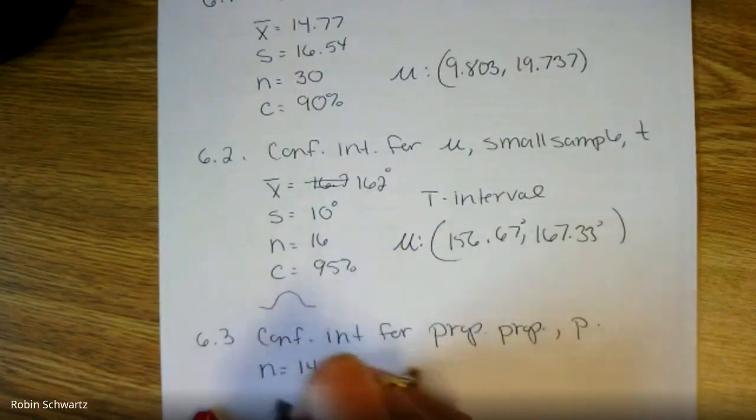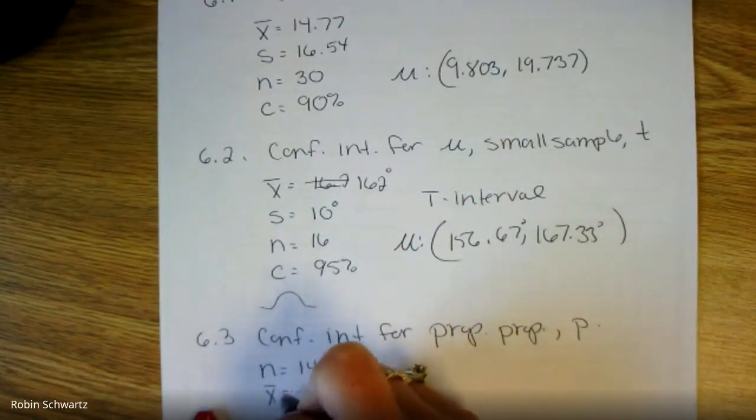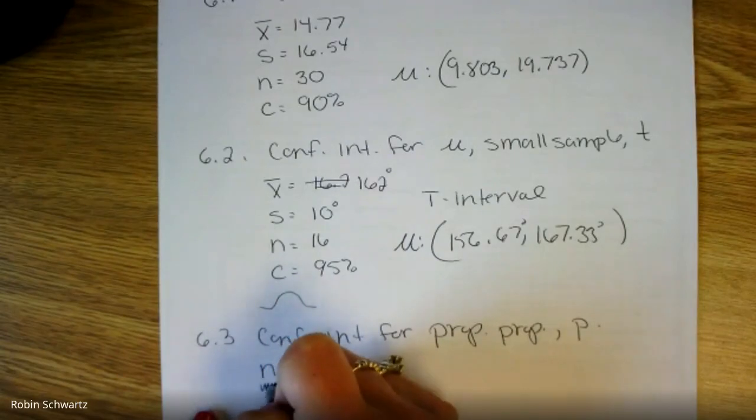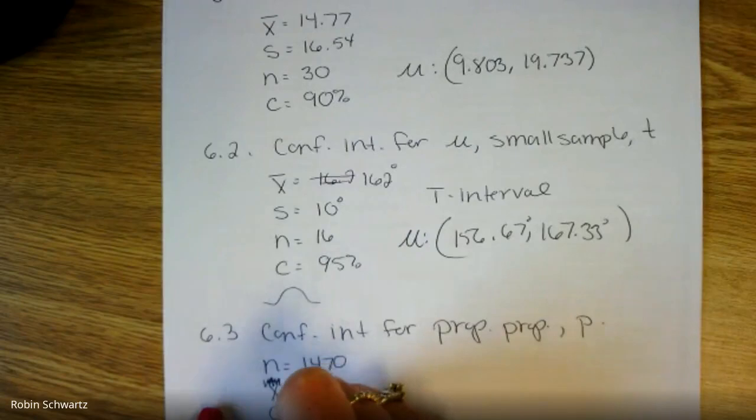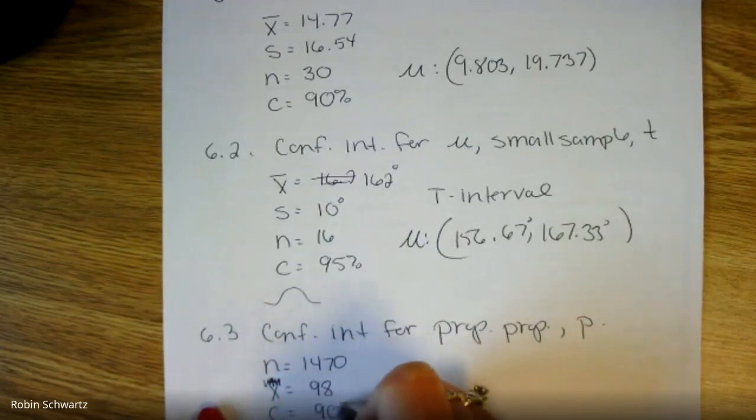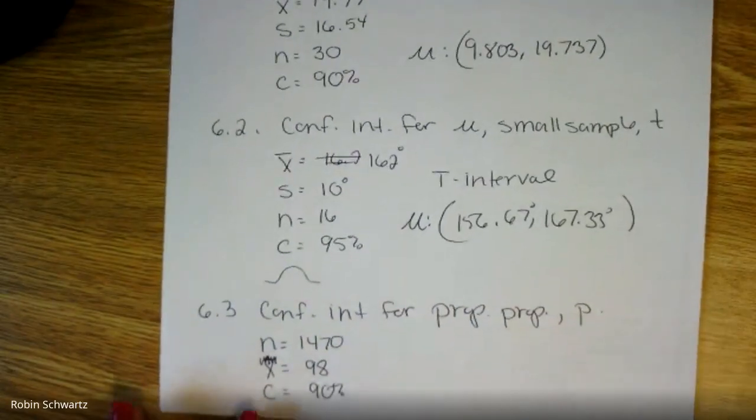So we have a sample size of 1,470. Not X bar, X. The number of successes, 98 successes. Confidence level, 90%. So let's see what this calculator is like. And I have a link to this, so we'll present now.